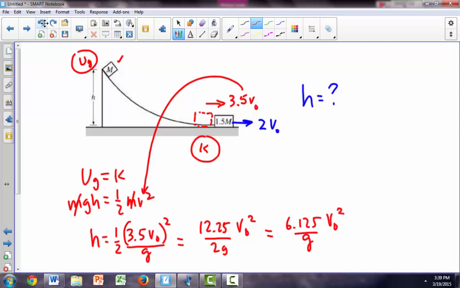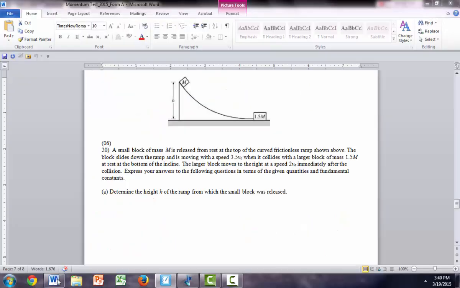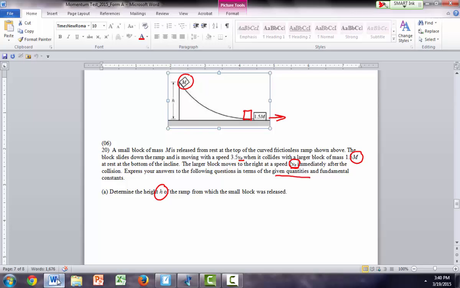g can be in your answer. You do not need to put 10 in there and reduce this to 0.6125. If you want to, you can. You don't have to. You can leave it just like that. So there's the height in terms of V0. So we answered in terms of the given quantities and the fundamental constants. That's g. So go ahead and leave g in your answer.